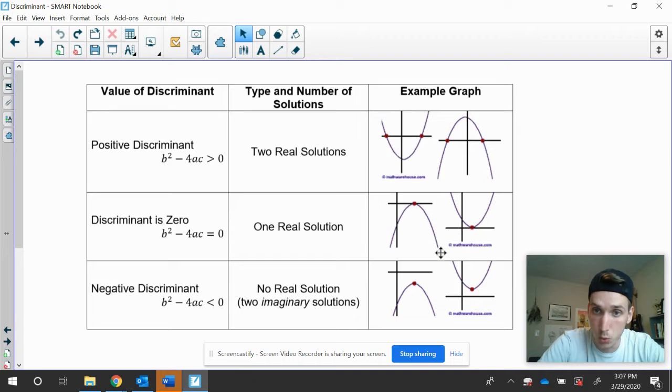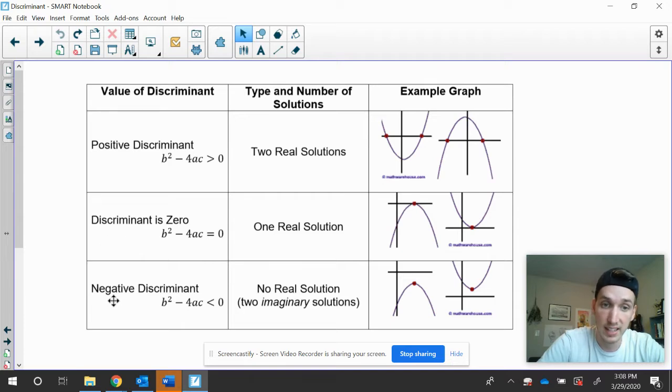And this is what that looks like. It's where your vertex is the x-intercept, right? Because it's only going to cross the x-axis one time. One real solution. And then your third option is you calculate your discriminant and it's negative. That means you have no real solutions. And in Algebra 2, you'll learn that it means you have two imaginary solutions, but we can wait on that. So if it's negative, you have no real solutions. And this is what it looks like. Your parabola doesn't cross the x-axis, right? No x-intercepts, no solutions.